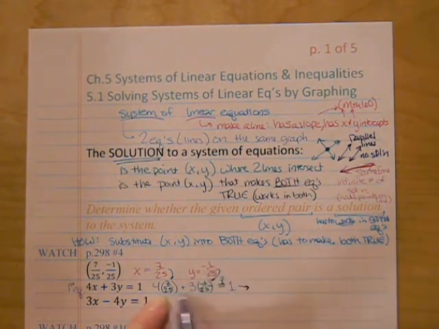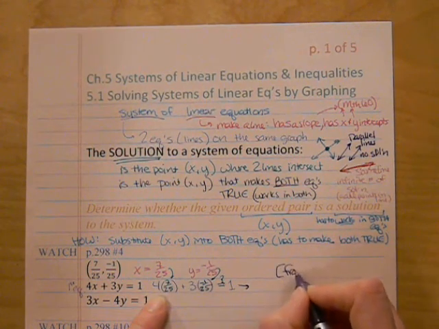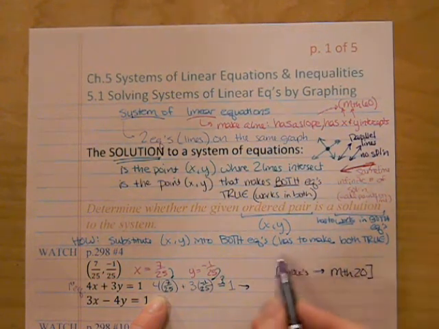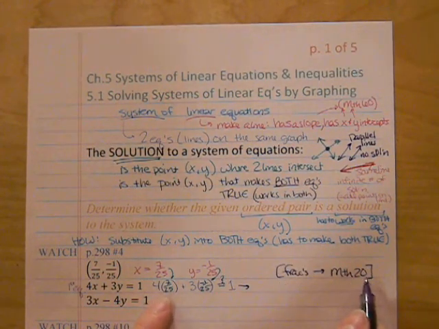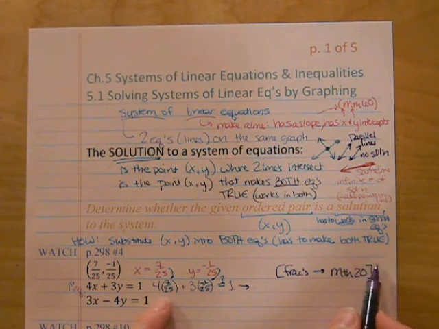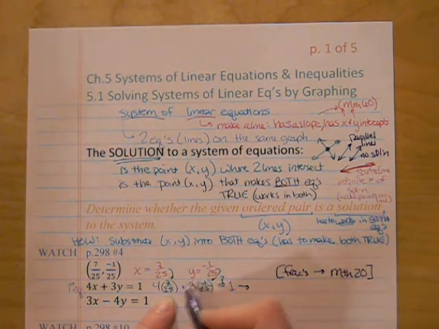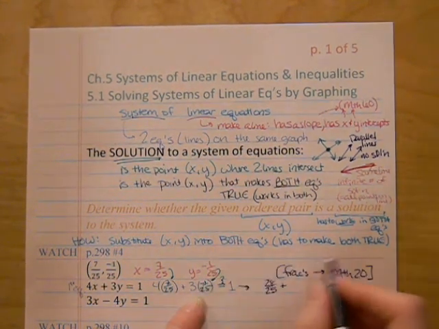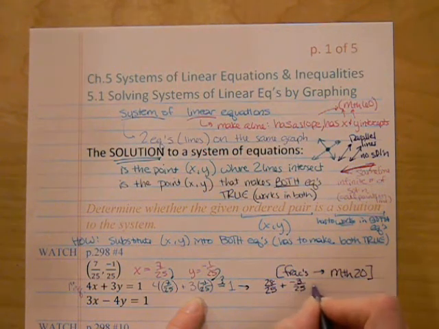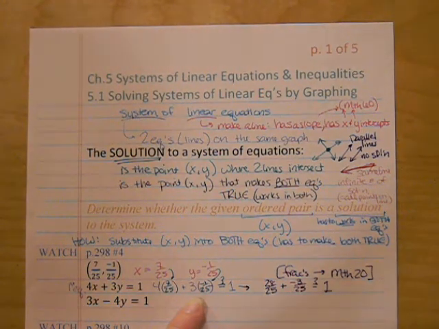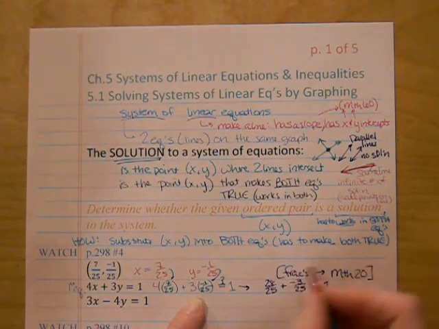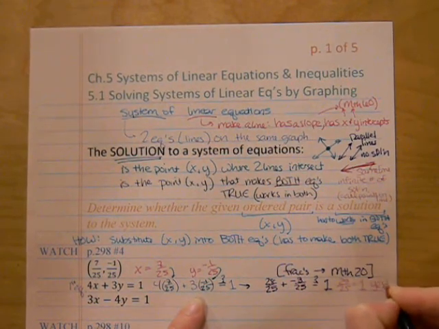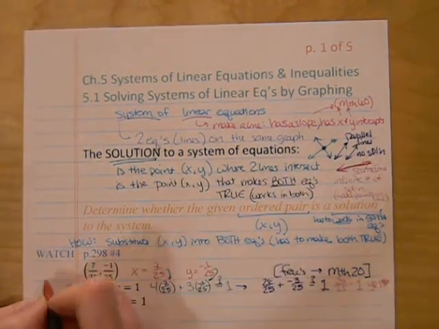And fractions here. By the way, if you have any issue with fractions, that is a Math 20 concept that you should be solid in at this point. If not, please get yourself some extra help and I can refer you to that. Check with me during class. 4 times 7 is 28 over 25, plus 3 times negative 1 is negative 3 over 25. Again, we're just trying to see, does that equal 1? And 28 plus a negative 3 is 25 over 25. That does equal 1, so yes, it works in the first equation.